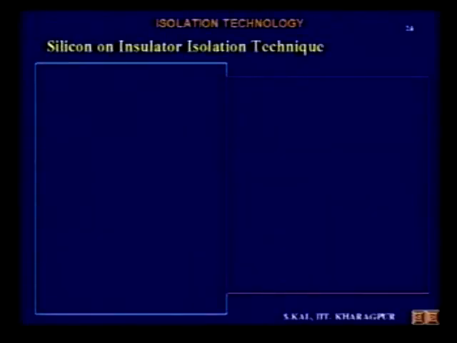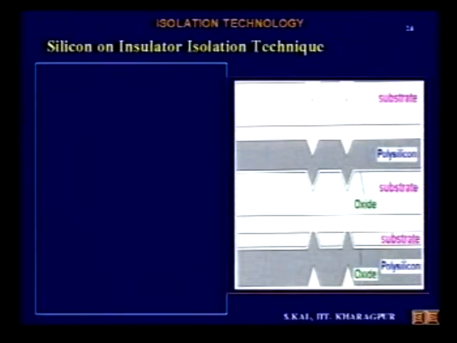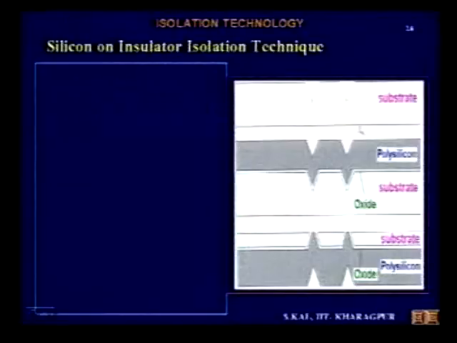Now I will show you a process technique, how this silicon on insulator isolation technique is obtained. Other than the SIMOX. SIMOX is the implantation technique, but without a high energy, high dose oxygen implant, you can have the complete dielectric isolation scheme. And how it is being done is shown here.